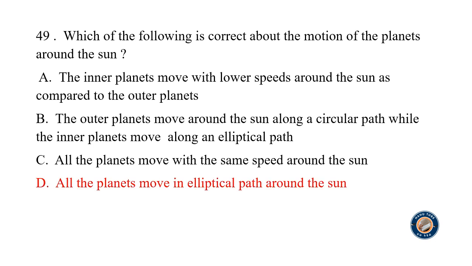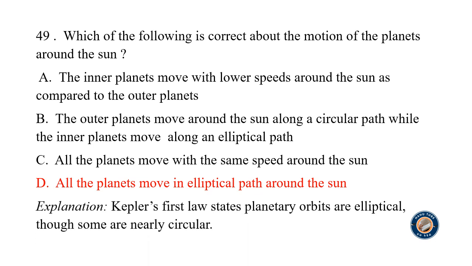The answer will be all the planets move in elliptical paths around the Sun. Kepler's first law states planetary orbits are elliptical, though some are nearly circular.